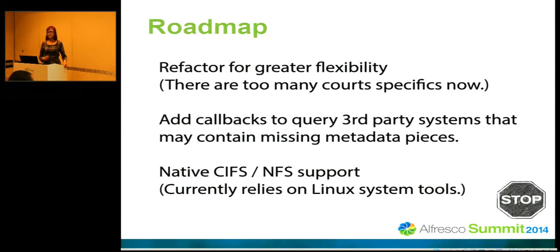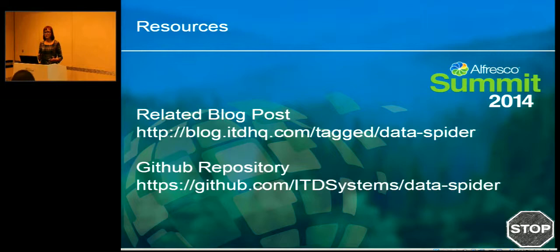Our next step is to refactor it for greater flexibility. So now it's about courts. We should work not only with courts. We want to add callbacks to query third-party systems to check for the metadata of files from them, and so on. Here is the repository. Actually, it's empty, but after we refactor the code, we will publish the code to this repository. I believe we will do it in several days, weeks, and so on. We can already show you the code. Thank you.